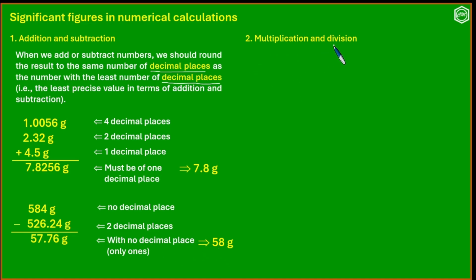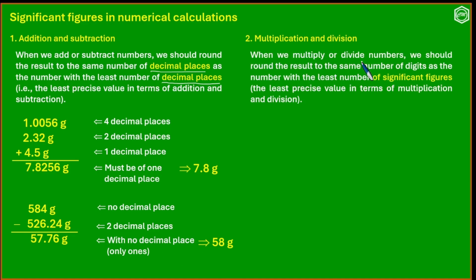Next is multiplication and division. When we multiply or divide numbers, we should round the result to the same number of digits as the number with the least number of significant figures. That is, the least precise value in terms of multiplication and division.